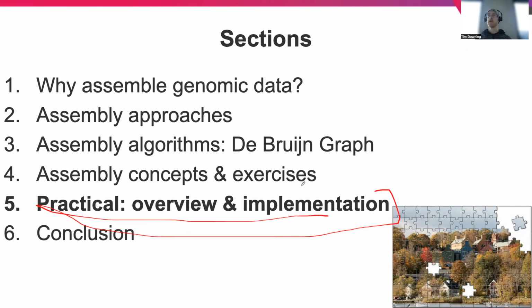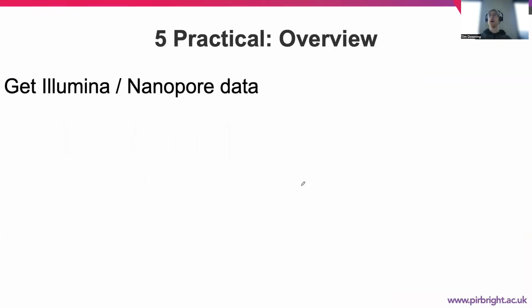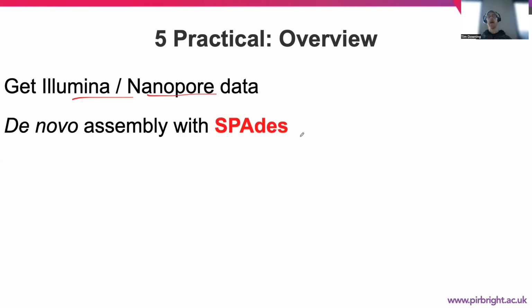So what we're going to do in the practical is, first of all, get our Illumina and Nanopore data. You can use existing files that are available on the server that I can point you towards, or you can get your own data. It's whatever you want to use, but I would advise getting a set of short reads and a set of long reads, so you can look at the differences in the outcomes, preferably for the same species or sample. We're going to de novo assemble those with SPAdes.